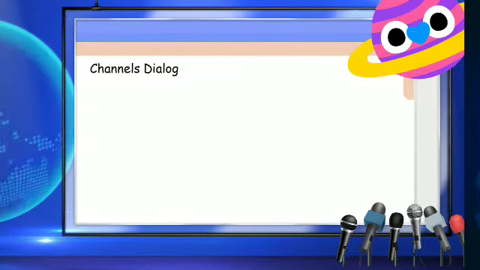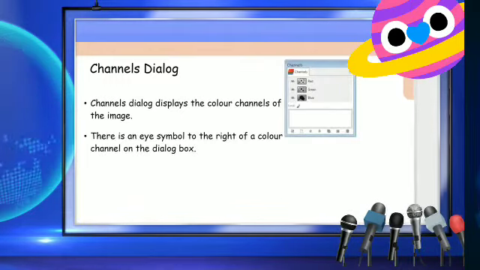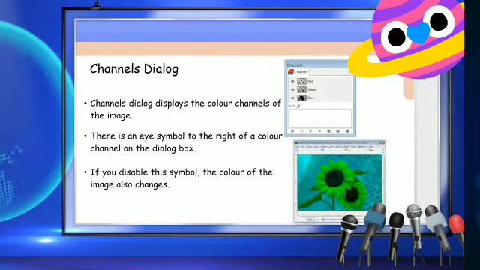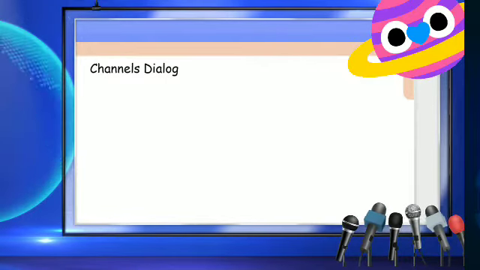Next, students, this is your channel dialog. Channel dialogues are related to your colors. The channel dialogue displays the color channels of the image. There is an eye symbol to the right of the color channel in the dialog box. By using the channel dialog, we can choose the color. If you disable this symbol, the color of the image also changes. So you can change the color by using the channel dialog.